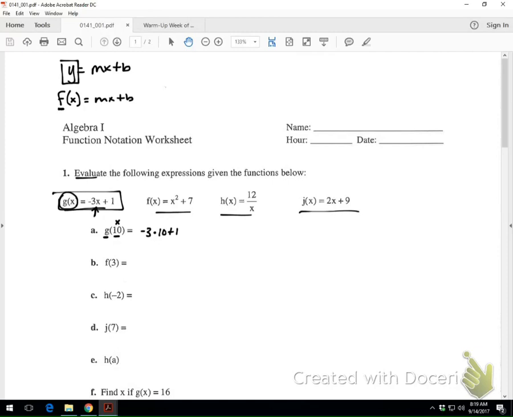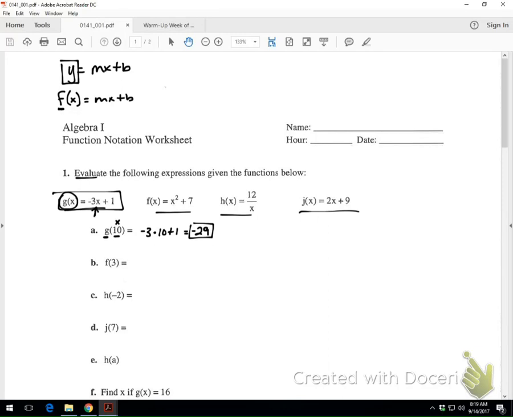So what do we get for this answer? Negative 3 times 10 plus 1? Negative what? Negative 29. Use that calculator. Type it in just like you see it.